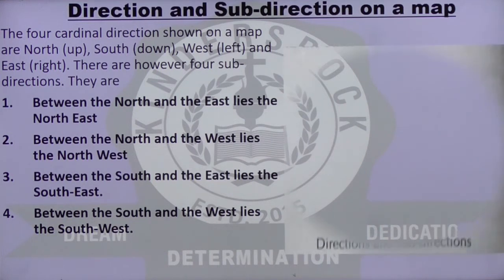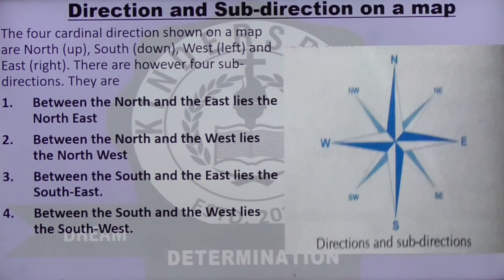Okay, there you have the picture of all of those directions shown. You have the north at the top, you have the south below down there, you have west on the left hand side, east on the right hand side. In between you have northwest, in between north and west. You have northeast in between north and east. You have southwest in between west and south. You have southeast in between south and east. Okay, so that is about the direction and subdirection that you find on the map.